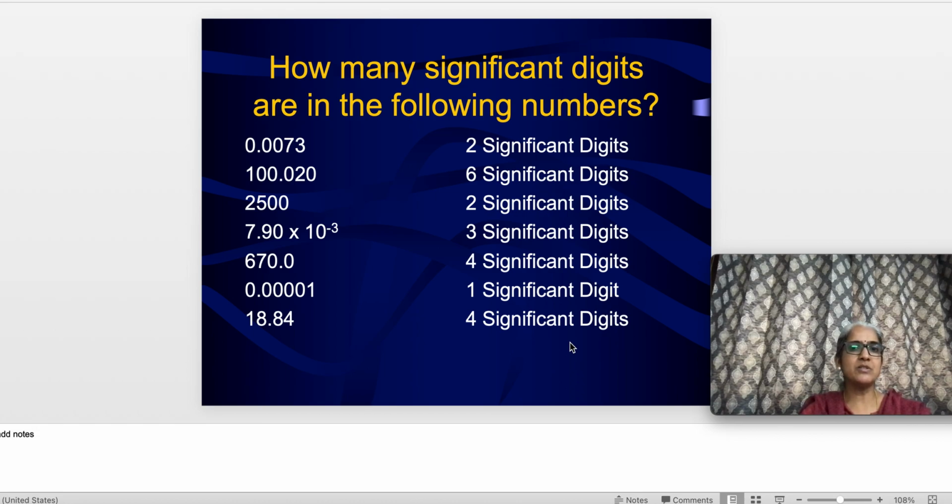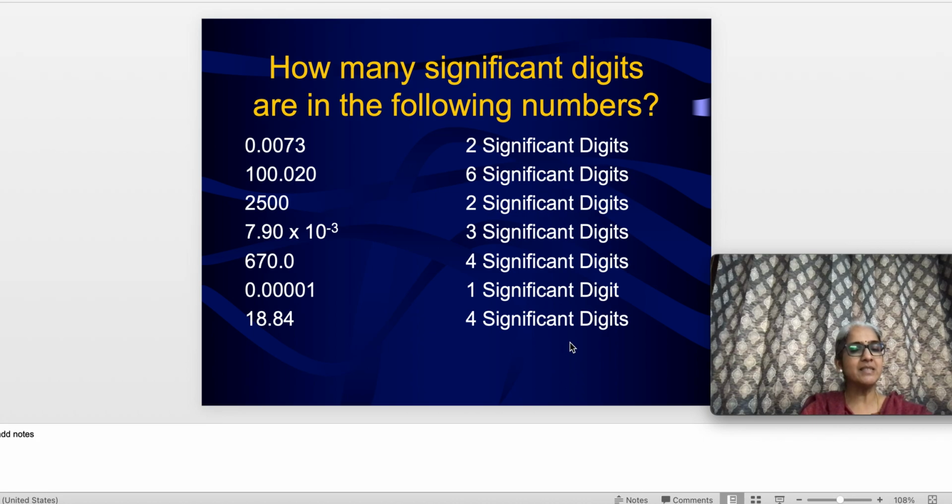So in 0.0073, the zeros are placeholders and therefore only 7 and 3 are significant digits. However, in 100.020, the zeros after the decimal become significant. In 2500, the zeros are placeholders. However, in 670.0, all the zeros are significant. They have been placed because maybe there is an instrument which is able to measure to that accuracy level. Correct?